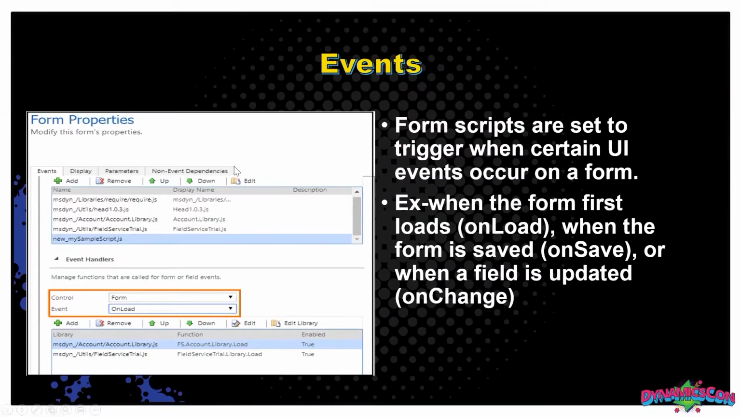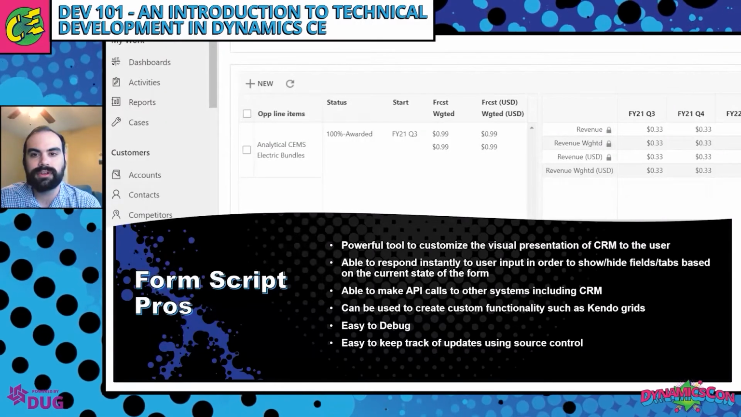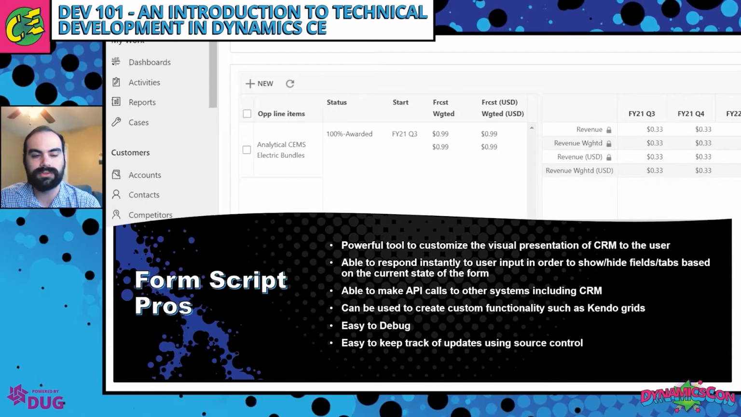So you can see here we have our form library. This is the list of all of the scripts that are attached to this form. And right here we have a list of the scripts that are attached to the onload event of the form. There are a few different examples of events that you can attach your scripts to. When the form first loads, that is referred to as onload. When the form is saved, it's onSave, or if a field is updated on the form, that is referred to as onChange. So let's go over some of the pros of working with form scripts.